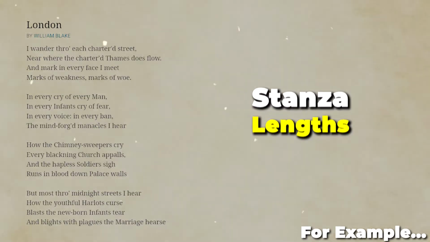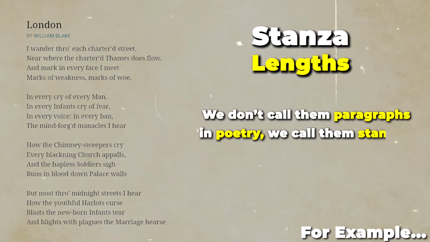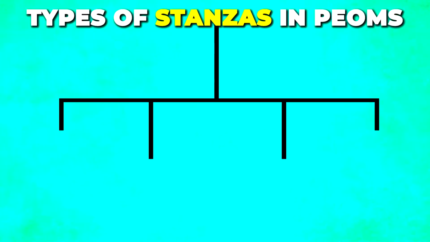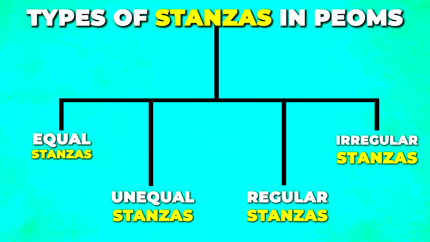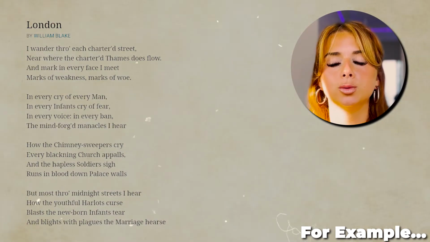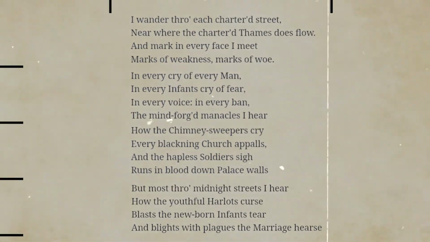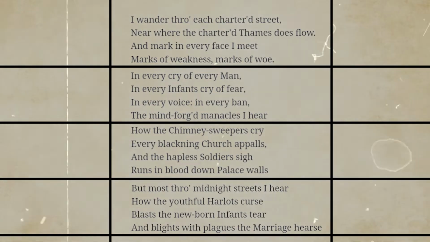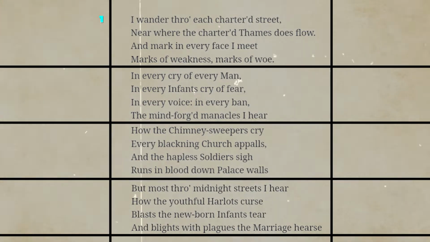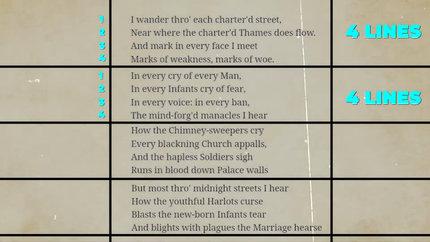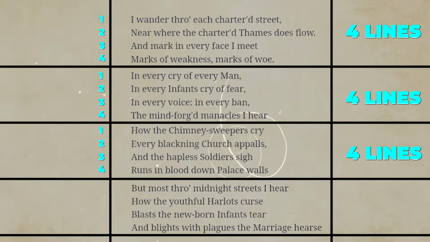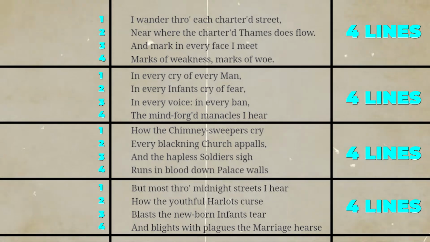Now the other element you can comment on in form is stanza lengths. We don't call them paragraphs in poetry, we call them stanzas. If we look at stanza lengths, we can see if they're equal or unequal or regular or irregular. You can call them either. So if I'm looking at London again, let's look at all the stanzas. Let's just count the amount of lines in each stanza. So you've got 1, 2, 3, 4. The first stanza has 4 lines. Let's look at the second one. 1, 2, 3, 4. Okay, the second one has 4 lines. Look at the third one, we can see there's 4. So all of the stanzas are 4-line stanzas.